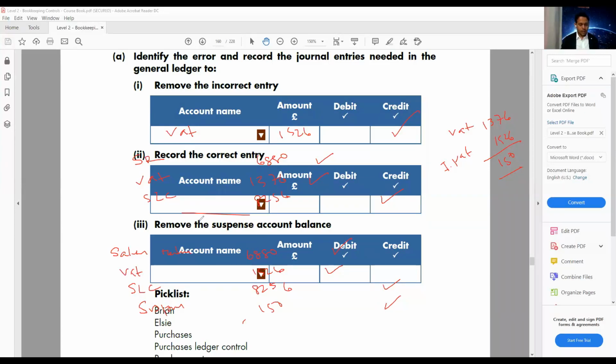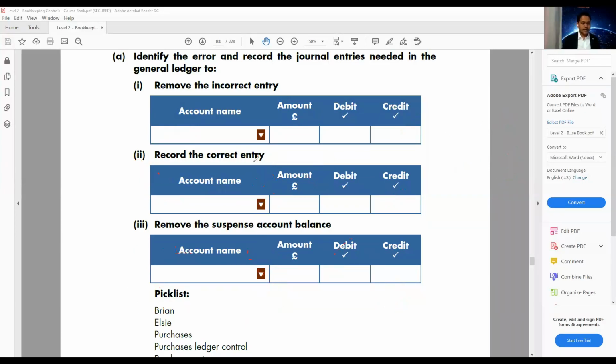Then record the correct entry. What is the correct entry I'm going to write now? I'm going to record the new one. VAT, how much is it? 1376. And I'm going to make it debit or credit? I'm going to make it debit. Very well done, because this is my right one. So the incorrect one is gone, record the right one.